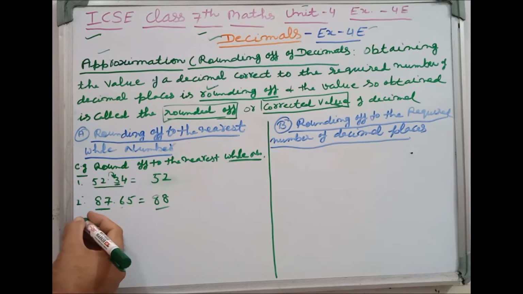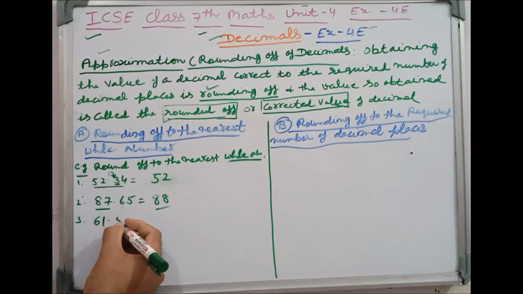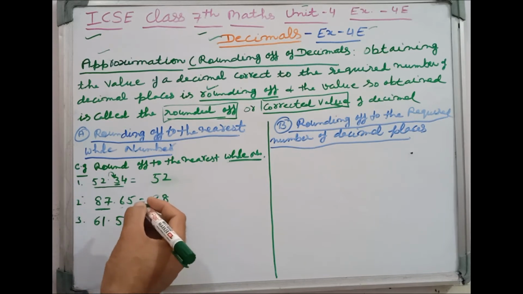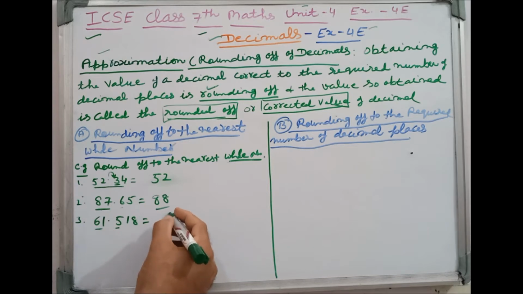Simple. Take the third example. Suppose we have to round off 61.518, right? So this digit is 5 or more than 5, then we are going to add 1. Remember, 5 will also count as more than 5. So here we will add 1, 61 will become 62, so its whole number will be rounded off to 62.